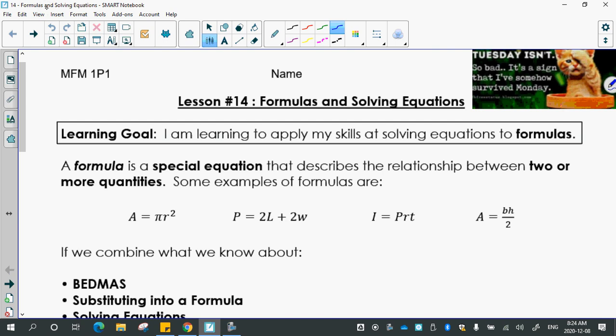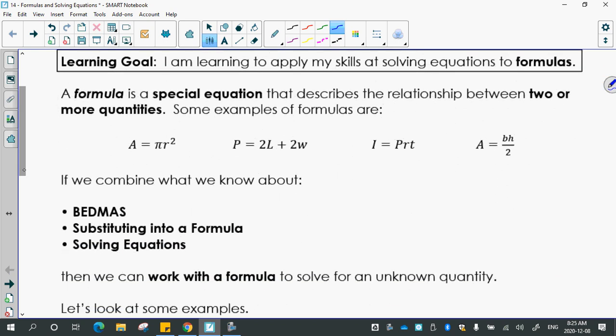Okay, so lesson 14 is on formulas and solving equations. What you need to know is a formula is really just an equation, okay? But when you first look at the formula, it's going to have more letters than an equation where it just has x in it, okay? Those letters stand for numbers that, when you read through the question, you'll be able to put into the formula until there's only one letter left, and then you use solving equations to find it, okay? So that's what we're doing this morning.